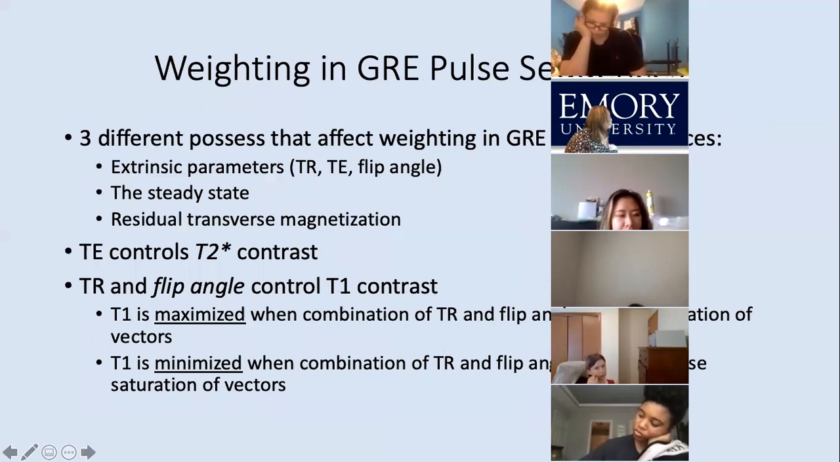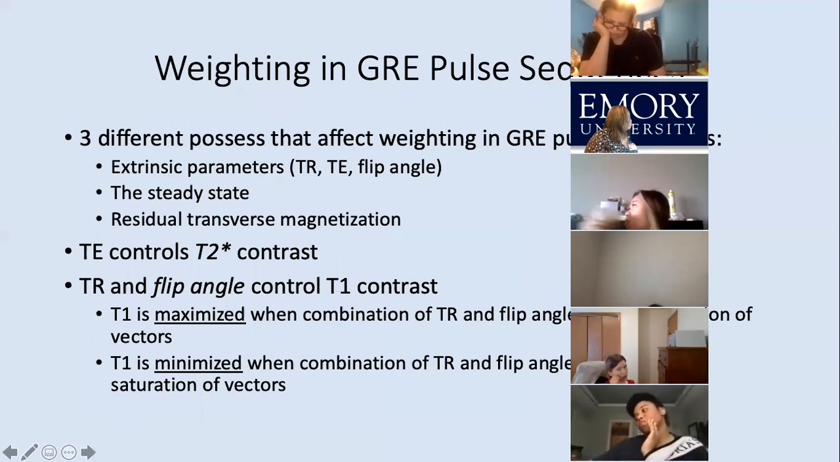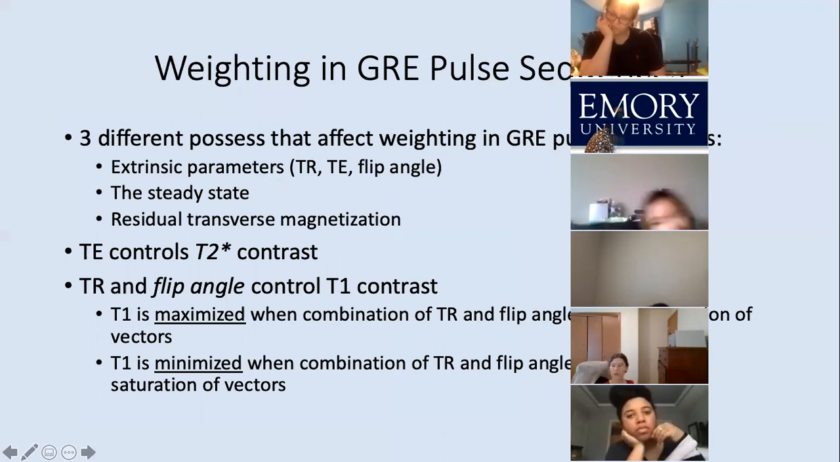All right. So when I was talking about image weighting with a spin echo, you really only had to adjust your TR, your TE, and your TI. You didn't really have to think about anything else. So if you wanted a T1, you set a short TR and a short TE. If you wanted a T2, you set a long TR and a long TE. And if you wanted proton density, you set a long TR and a short TE.